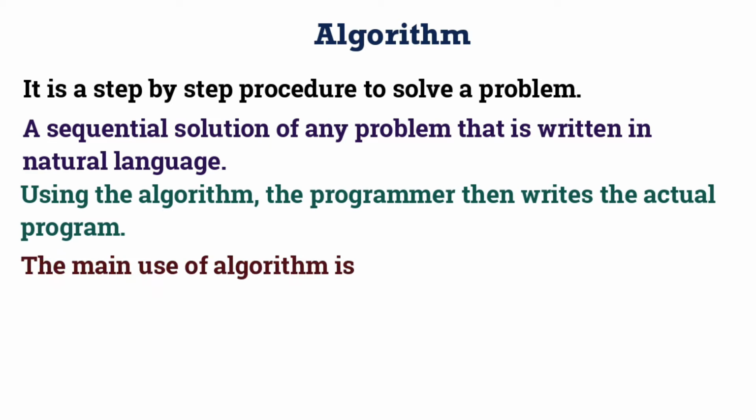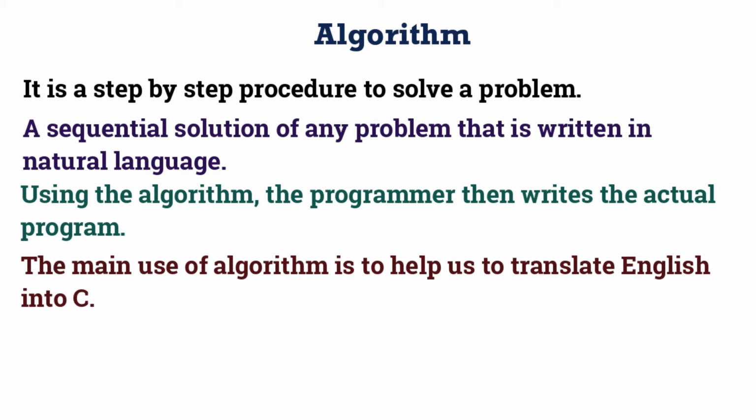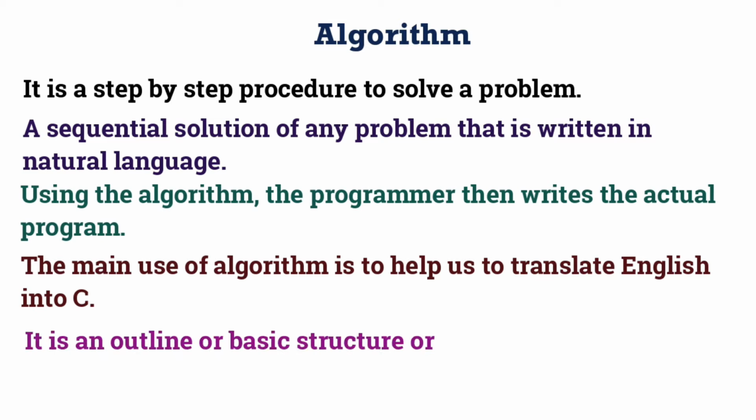The main use of an algorithm is to help us translate the English language into C code. It is an outline or basic structure or logic of the program.